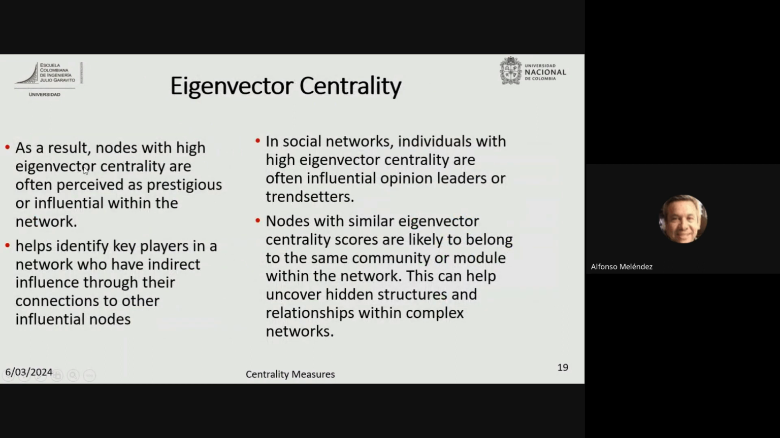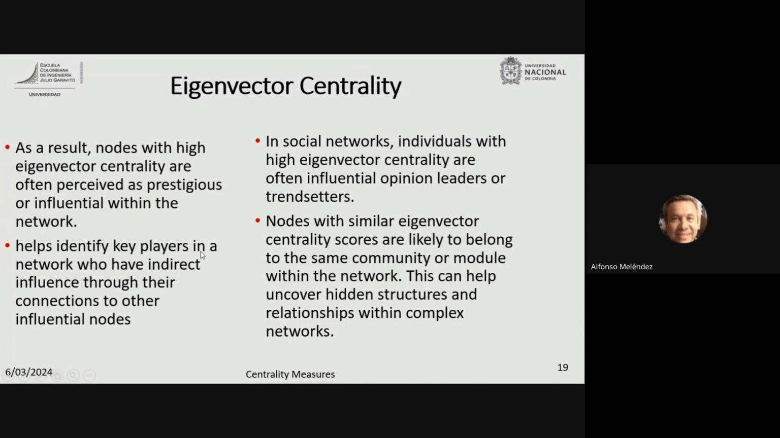As a result, nodes with high eigenvector centrality are often perceived as prestigious or influential within the network. In social networks, individuals with high eigenvector centrality are often influential, opinion leaders, or trend setters. Nodes with similar eigenvector centrality scores are likely to belong to the same community or module within the network. This can help uncover hidden structures and relations within complex networks.